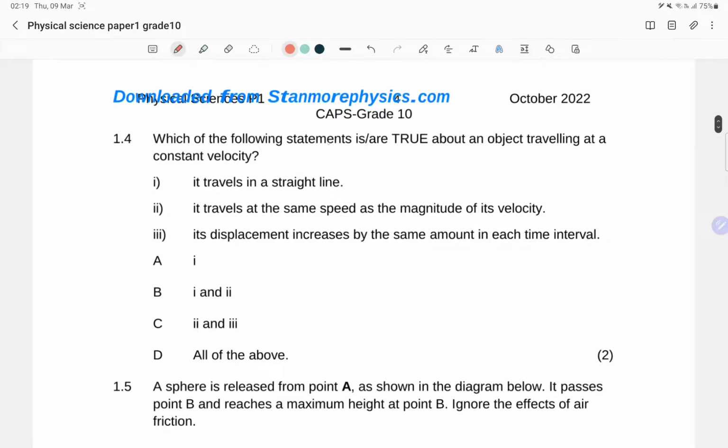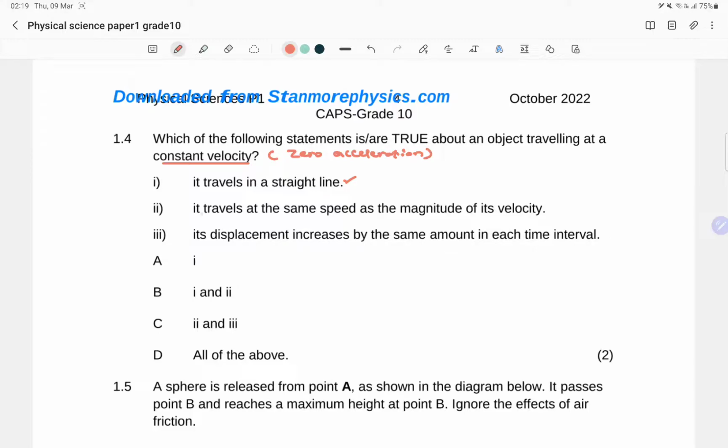1.4 says, which of the following statements is or are true about an object traveling at constant velocity? We know very well that constant velocity means zero acceleration. Okay, so the acceleration should be zero. Now the question says it travels in a straight line. Well, that's true because we normally deal with what you call equations of motion. We normally talk about motion in, is it 2 dimensions? It's 1 dimension, right? Yes, it's either horizontal or vertical. So it travels in a straight line.